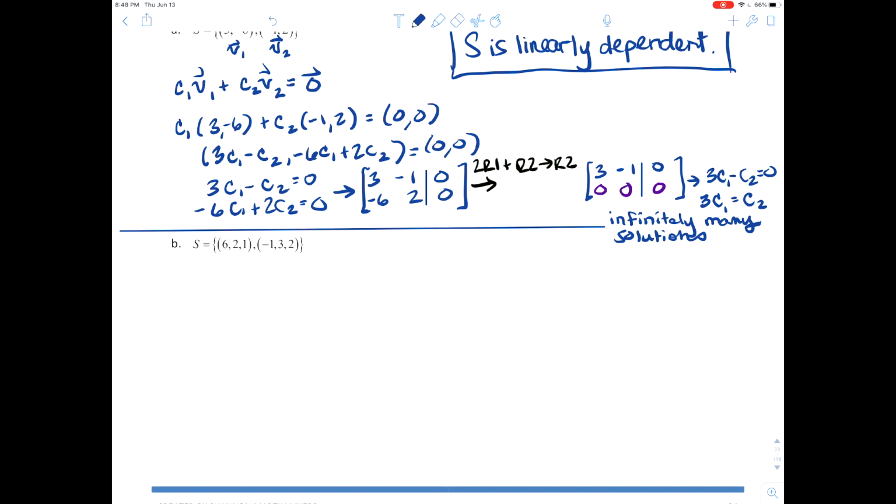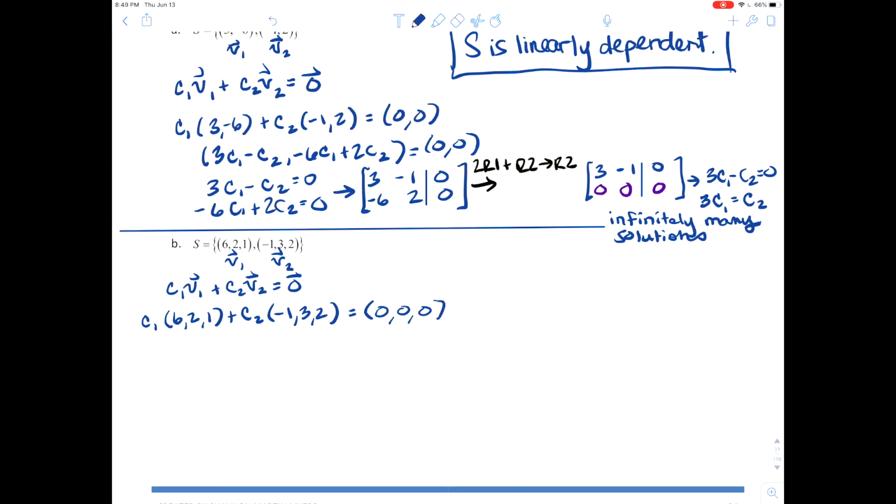So again, if we take a look at this, let's call this vector V1, vector V2 for the second one. And so here, C1 times V1 plus C2 times V2 equal to the 0 vector? Well, that'll be C1 times (6, 2, 1) plus C2 times (-1, 3, 2). What's the 0 vector in this space? Awesome. It's an ordered triple, (0, 0, 0).